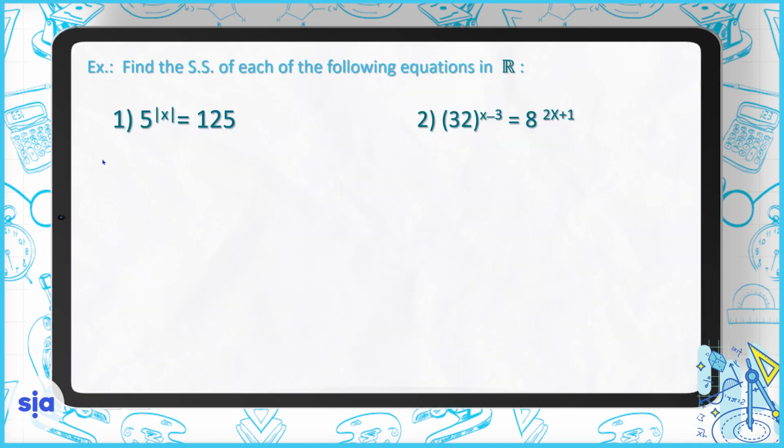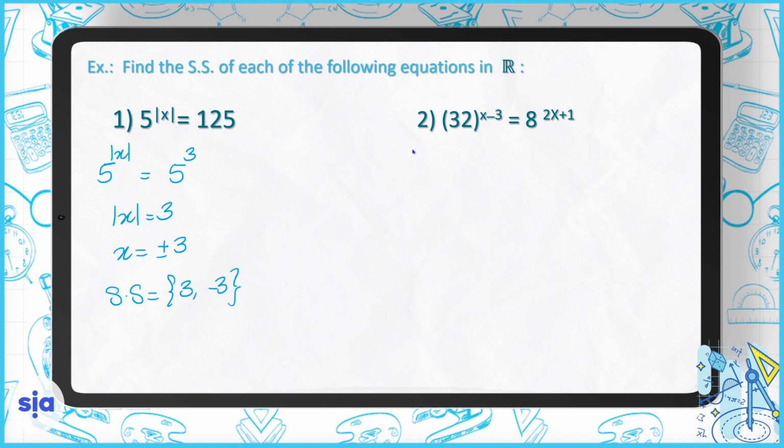Let's now move to another type of questions, which is finding the solution sets of each of the following equations. How can we find the solution set? By trying to make both sides having the same base. So 5 to the power of the absolute value of x equals 5 to the power of 3. Then the absolute value of x equals 3. So x equals positive or negative 3. So in this case, the solution set is either 3 or negative 3.